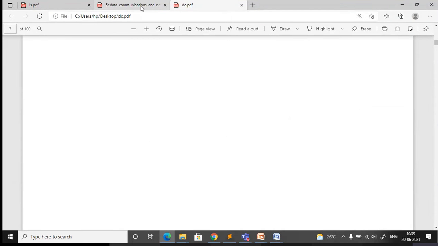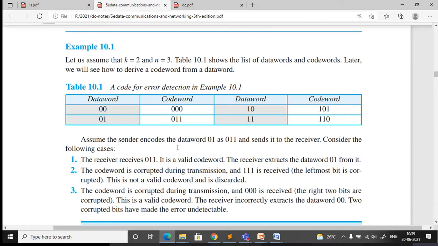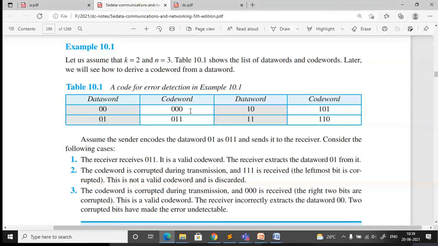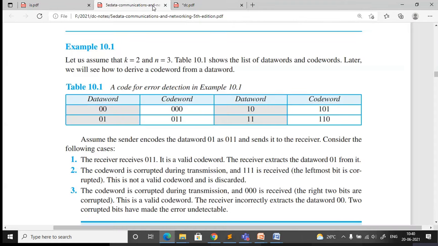Let me take 000 and 011. So you just add these two, just apply the XOR operation. You're going to get 011. So you just check the table. Do you have 011 in it? Obviously, it is the second code word itself. Okay, so that is a valid code word.